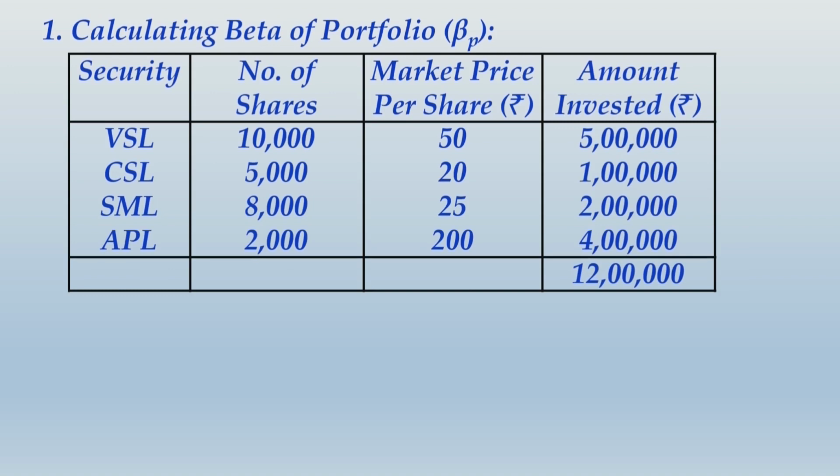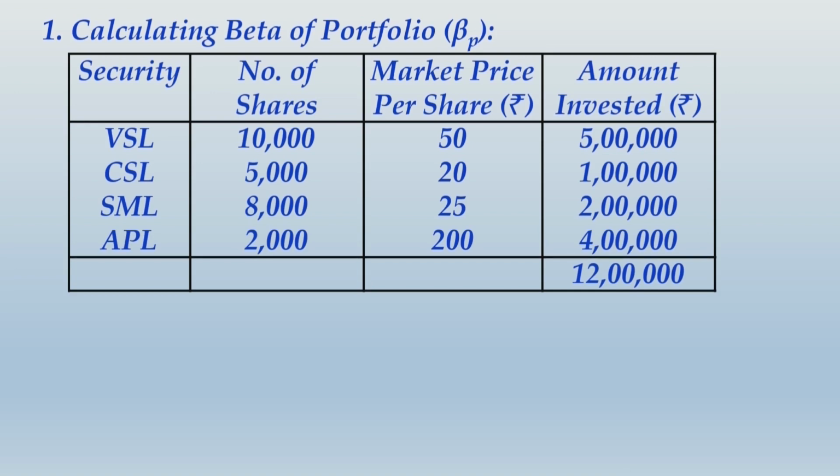So to compute the weight of each security, you would consider the amount invested in a particular security divided by total investment. So 5 lakhs by 12 lakhs will be the weight of VSL, 1 lakh by 12 lakh will be weight of CSL, 2 lakh by 12 lakh will be weight of SML, and 4 lakh by 12 lakh will be weight of APL.